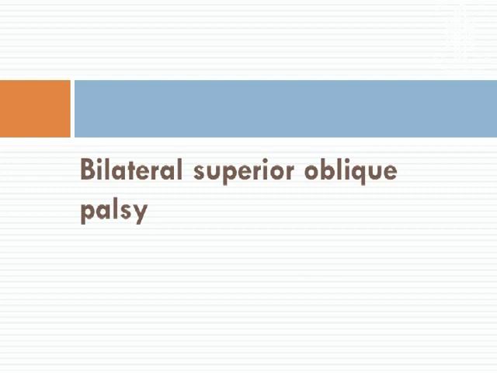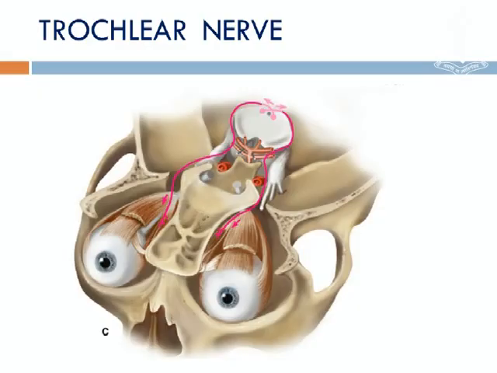On straight gaze, we don't find any vertical separation of images. But on looking down, they have difficulty in walking downstairs. They have difficulty in reading objects, everything. So this bilateral superior oblique palsy could be because of the trauma, where the decussation takes place in the medullary velum.